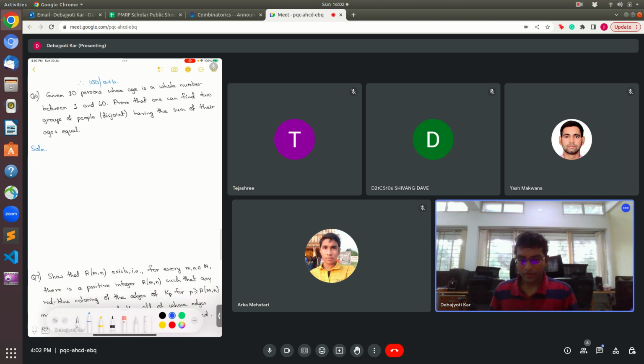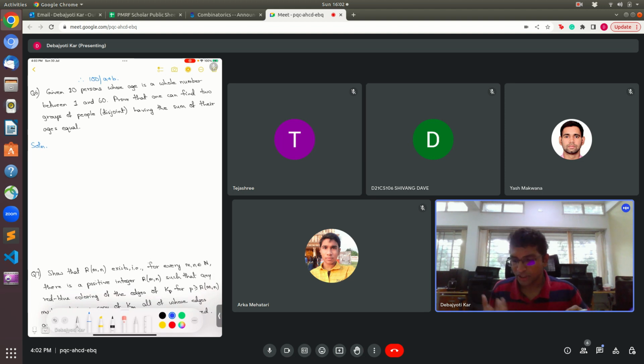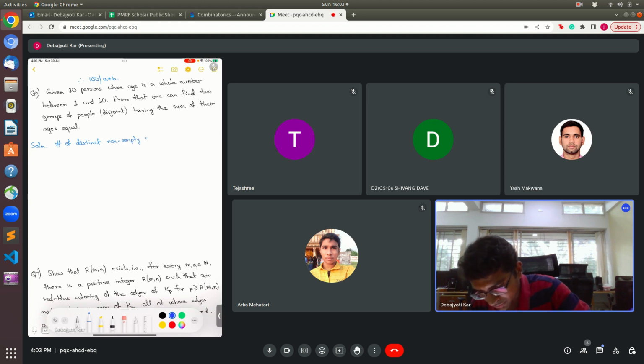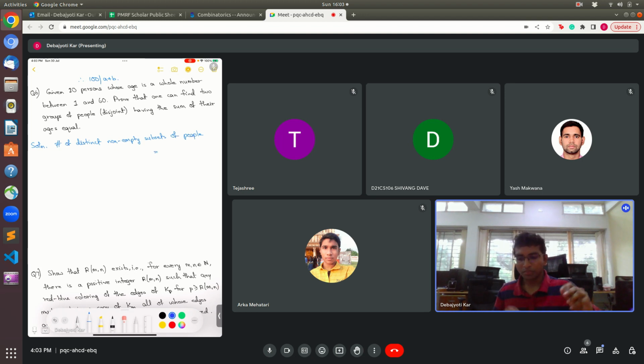So now, there are 10 people, how many possible distinct subsets of people are there? Since there are 10 people, the number of distinct non-empty subsets is 2 to the power 10 minus 1, which is 1023. Right? This is the number of distinct non-empty subsets of people.